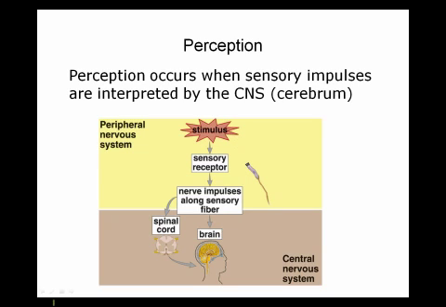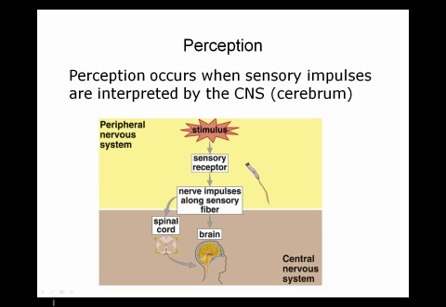Perception of a stimulus occurs in the cerebrum of the central nervous system. Recall those sensory cortexes up in the cerebrum, and so that is where conscious perception takes place. So if we have a threshold level depolarization from a large stimulus, that can initiate the action potential that is sent along the sensory neuron into the central nervous system.